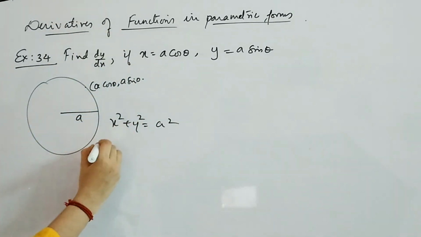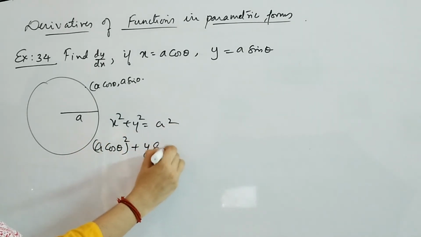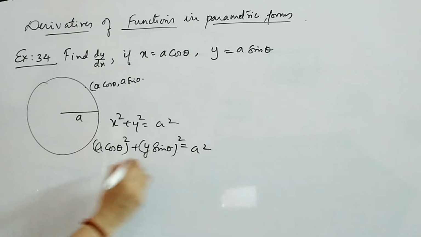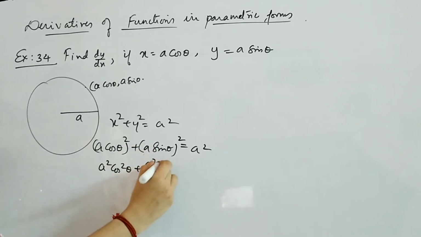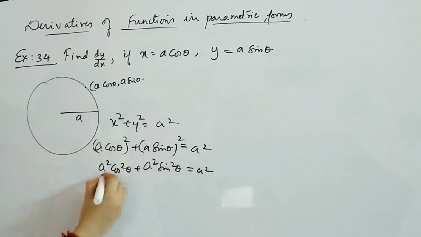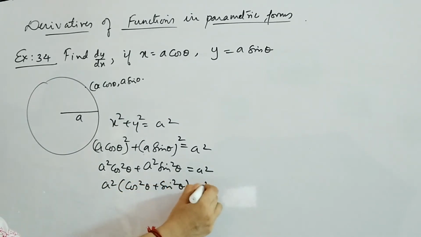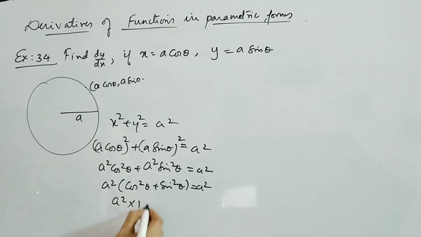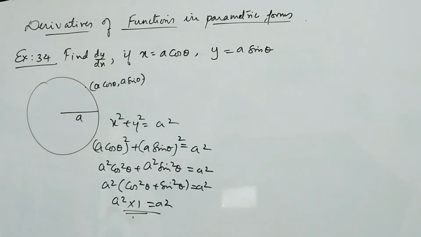You just see, if x is a cos theta, you will get a cos theta the whole square plus y, a sin theta the whole square, is equal to a square. This will give you a square cos square theta plus a square sin square theta is equal to a square. Here a square into cos square theta plus sin square theta is giving you a square into 1. So both the sides you have a square. That means this a cos theta, a sin theta is satisfying the equation of a circle with radius a. Understood? And center 0, 0.